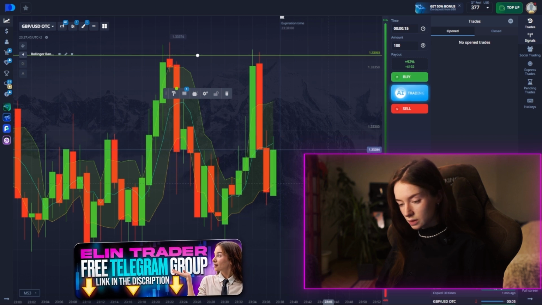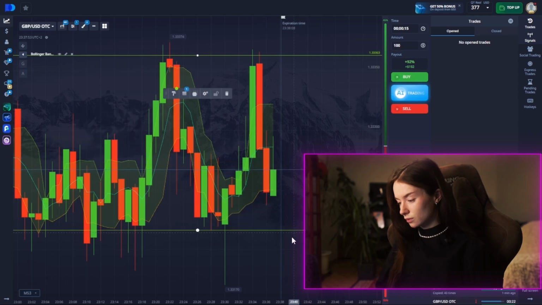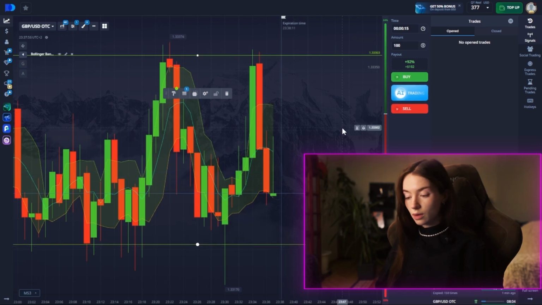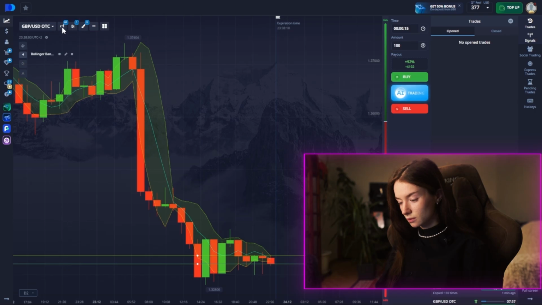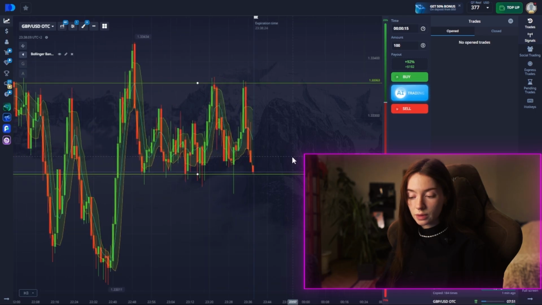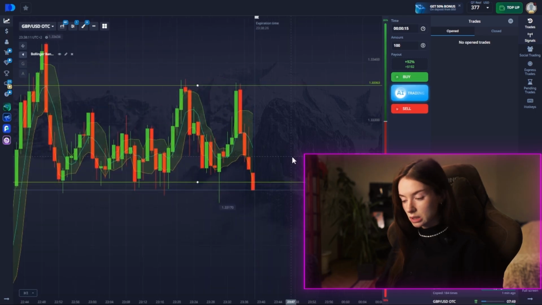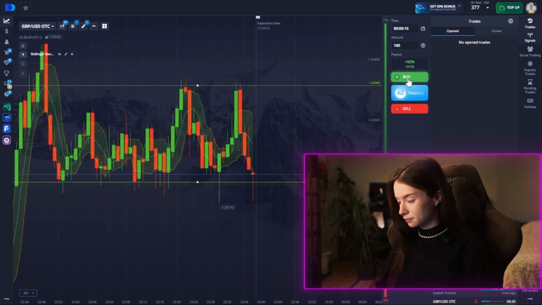We draw horizontal levels, support is defined. On the hourly time frame, the trend is downward. Now I'll open some short trades. The price has reached the previous minimum. We can open a buy. The price touches the band and we enter.